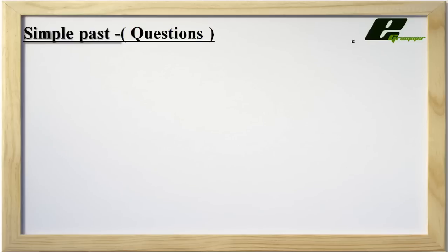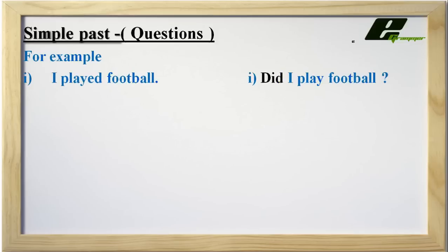I'll directly tell you with the example so you'll get it much better. For example, I played football. Now remember, when we use did in simple past tense, at that time we have to keep in mind that we have to use the base form of the verb. Here is a verb and here is also a verb, but this is a past form and this is the base form of the verb. Why are we using the base form of the verb? Just because we have used did here.